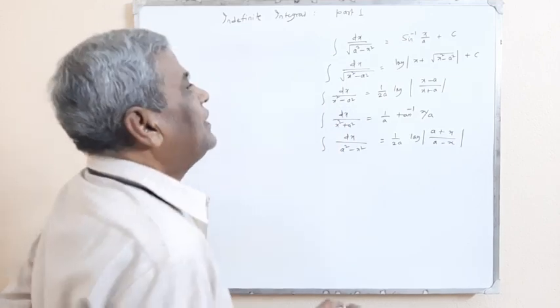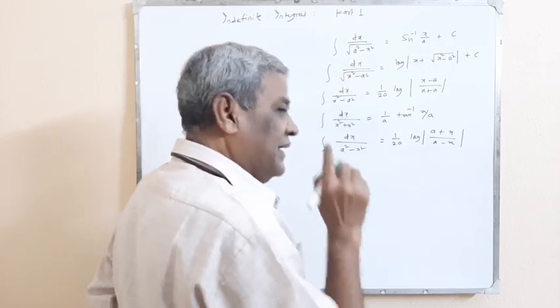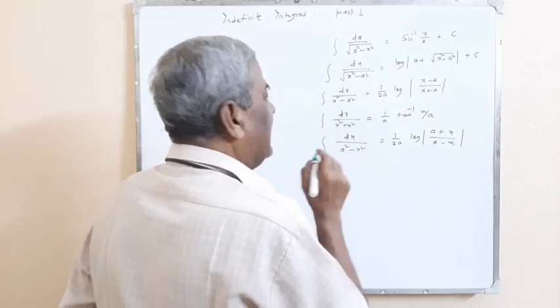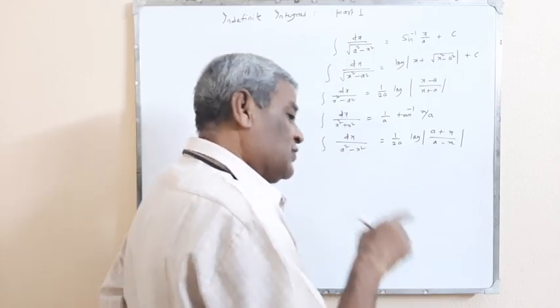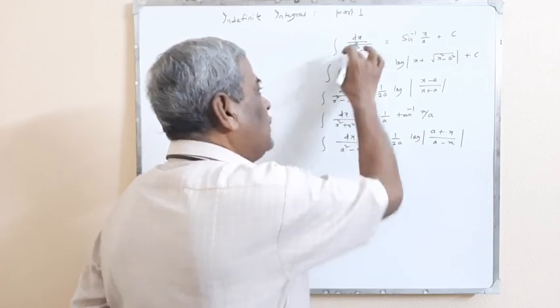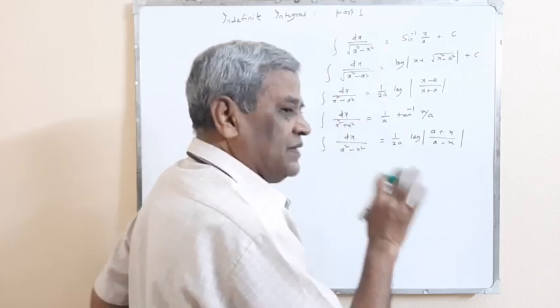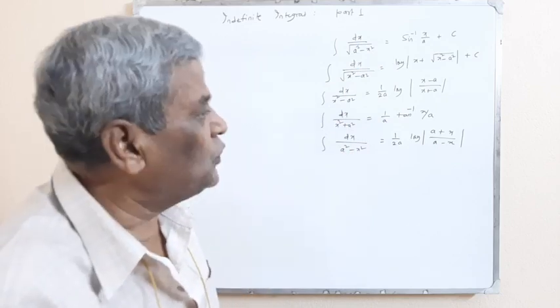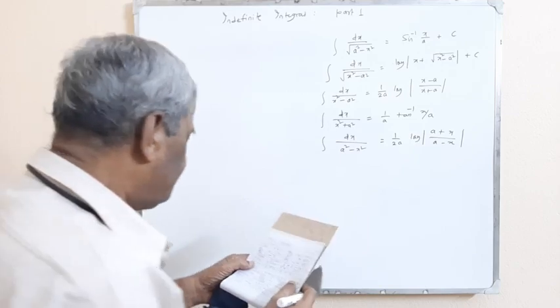Actually, in these integrals the denominator is of second degree: x square minus a square, x square plus a square, a square minus x square. A few are within a square root and others are without a square root. This is very important and we have to use these formulas frequently here. So next.